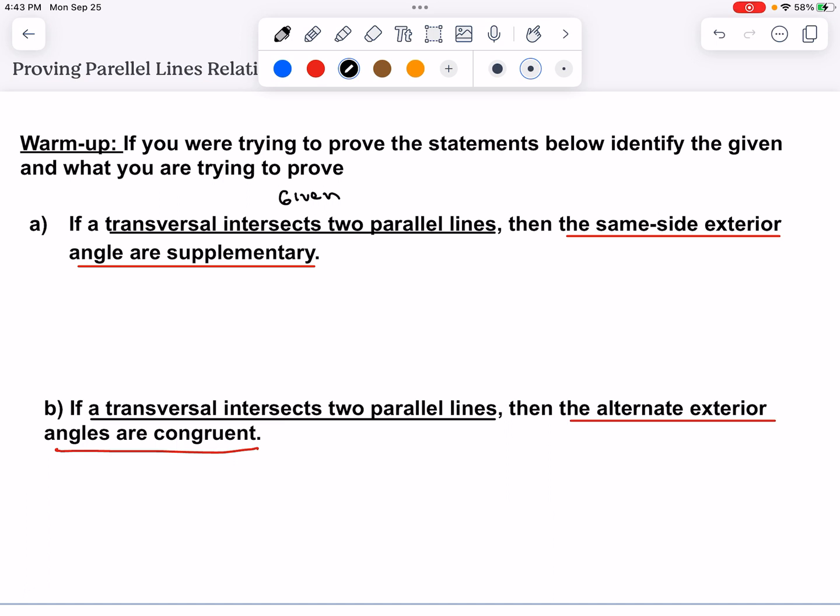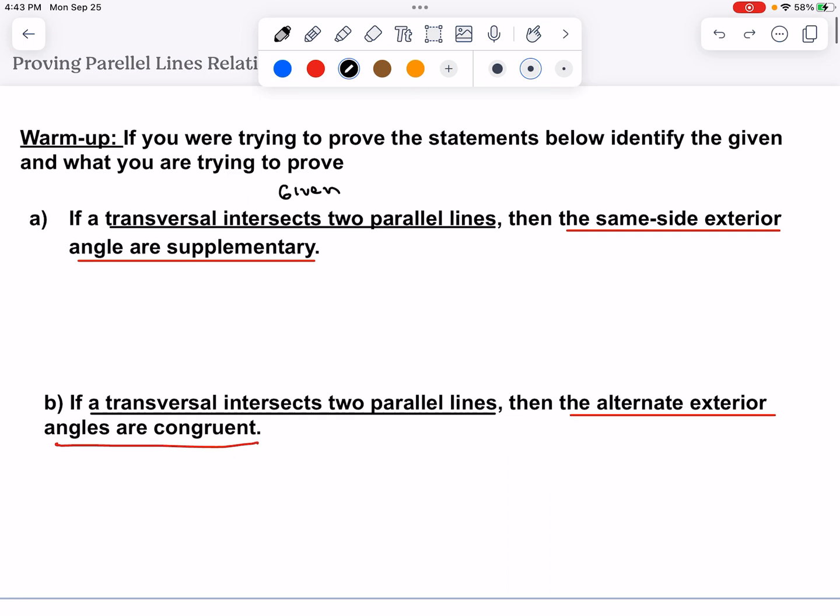And whatever comes after the then is always what we're trying to prove. So the red is what we're trying to prove. The black is the given. So how you identify that is just looking at what comes after if, right? This is called the hypothesis, comes after the if, and the conclusion comes after the then. So in the next example, it has the same given. So this would be the given because it follows the if. And we're trying to prove what follows the then.